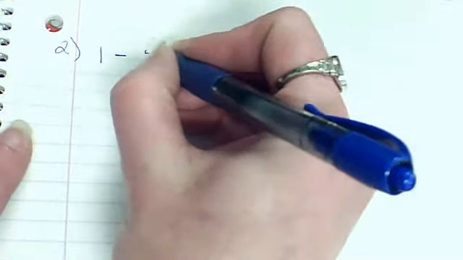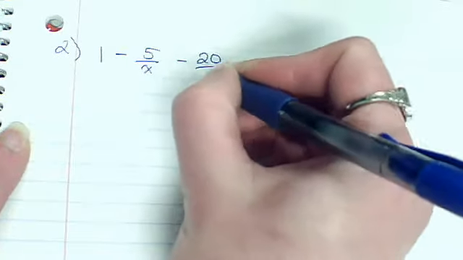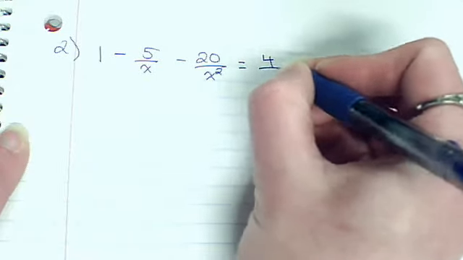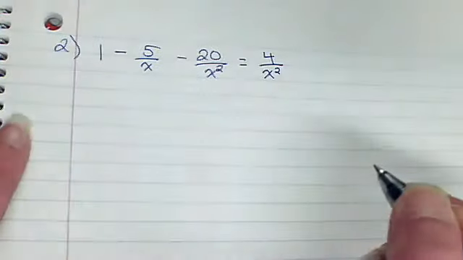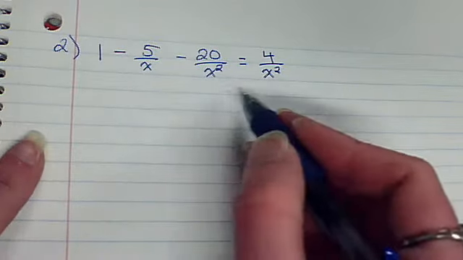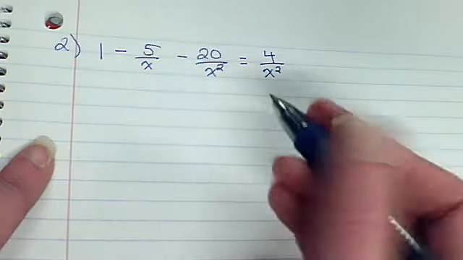This is a good one. 1 minus 5 over x minus 20 over x squared equals 4 over x squared. Now there's several ways we can approach this. A lot of people like the idea of getting that common denominator. It really makes it easy.